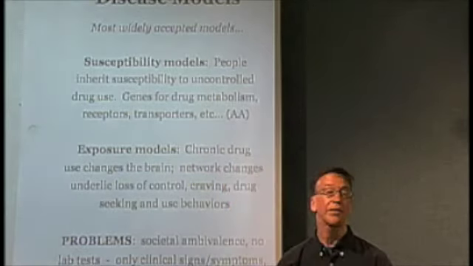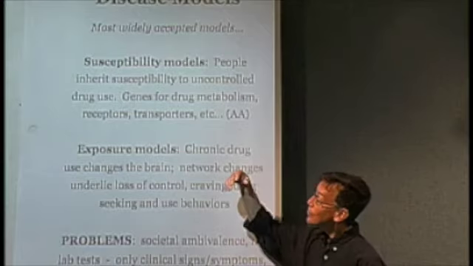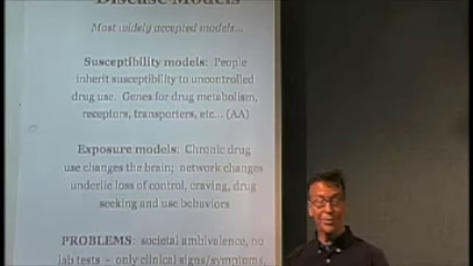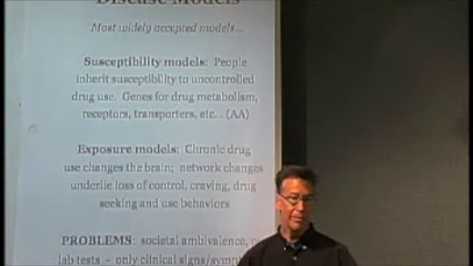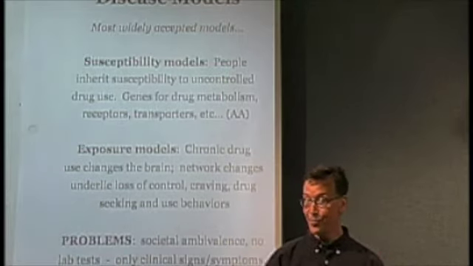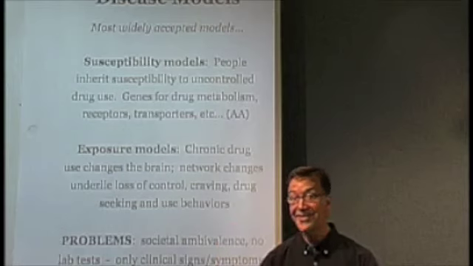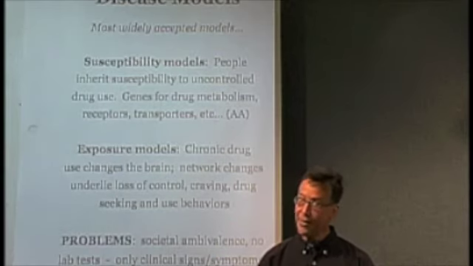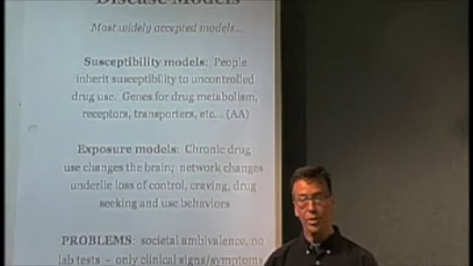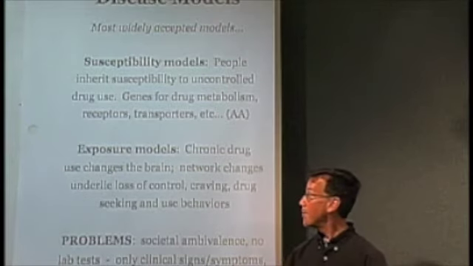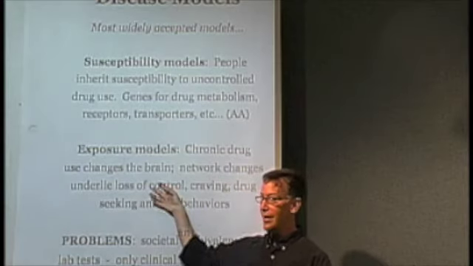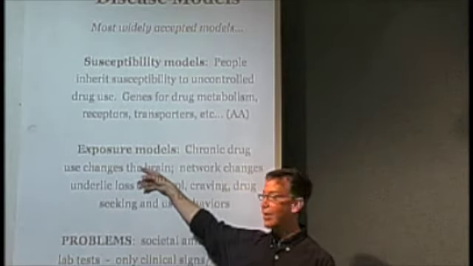be somewhat protected. And some support for these susceptibility models includes the well-known fact that alcoholism may run in families, right? If you have a grandparent who was an alcoholic and a parent who's an alcoholic, your risk for development of alcoholism is actually increased.